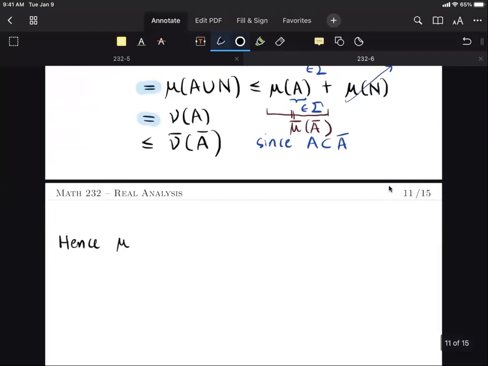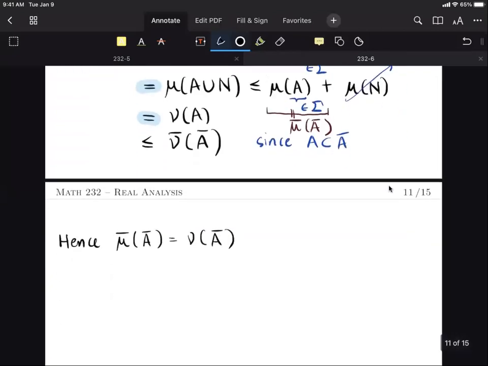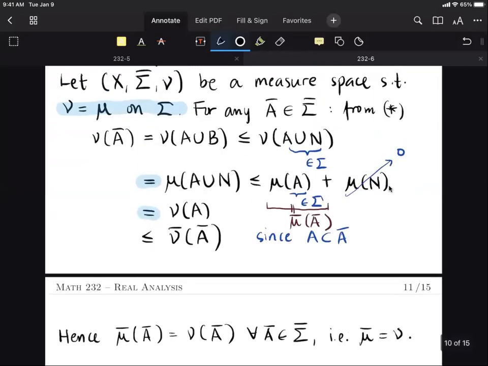Hence, mu bar of A bar is the same as nu of A bar. Since this is true for any A bar in sigma bar, this means that mu bar is the same as nu. So therefore, if you have another measure space that extends mu on sigma bar, then it must be the same as your mu bar a while ago.